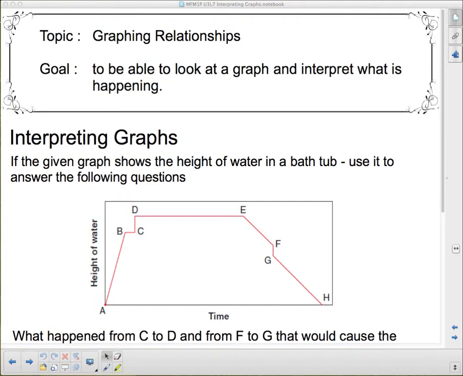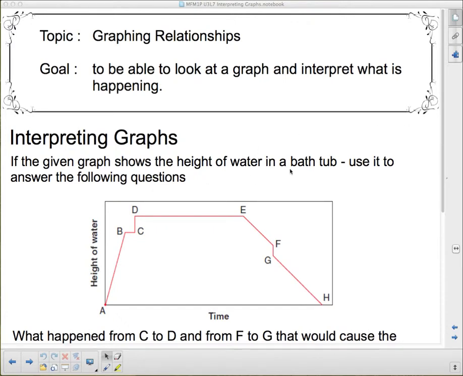Our goal today, we want to be able to look at a graph and interpret what is happening. So we just get this kind of feel, even if there's no numbers there, maybe we get a feel of what the graph is all about. So we're going to take a look at this one. This is a graph out of your textbook.